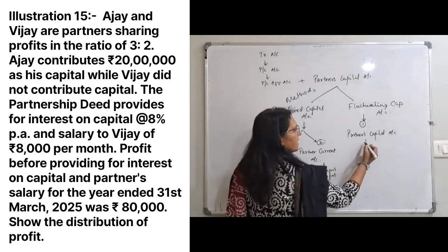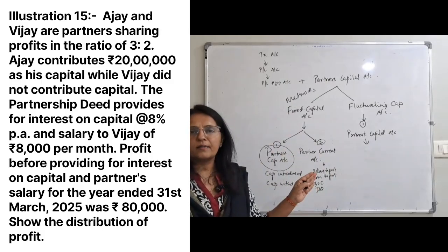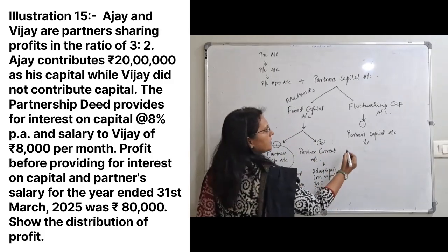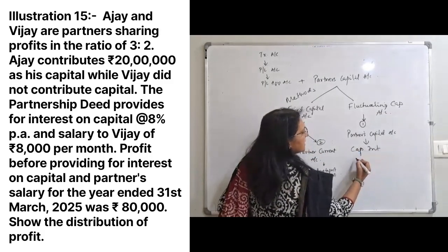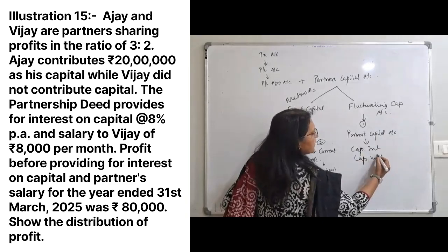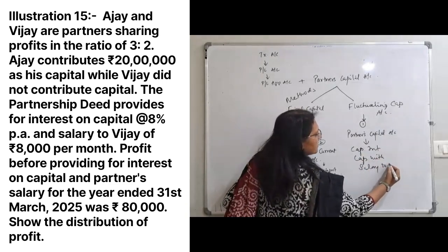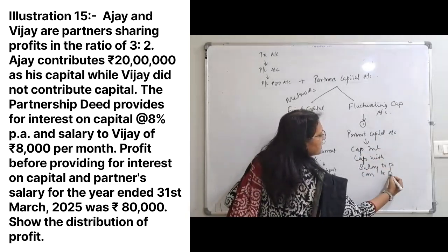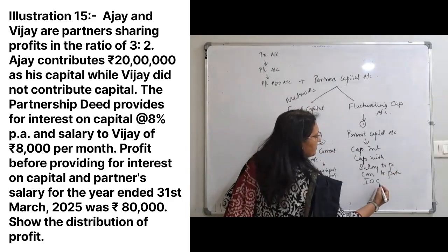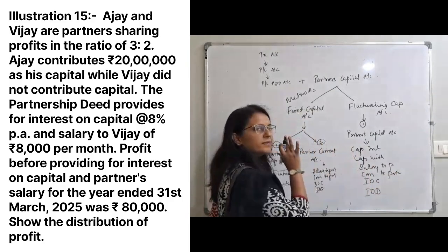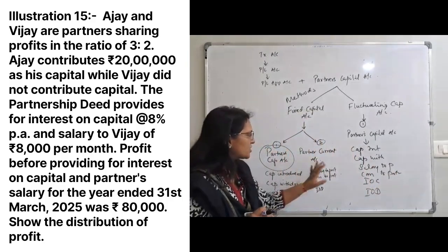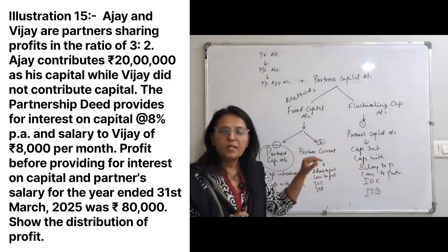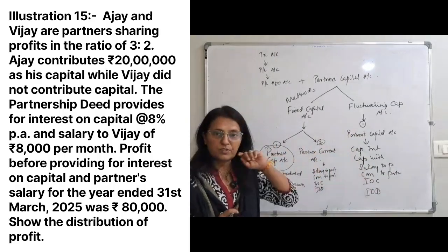Over here, in the fluctuating capital account, everything will be under one head, under one umbrella. Whether the capital is introduced, capital is withdrawn, whether there is salary to partner or commission to partner or interest on capital, interest on drawings, all in this account together. A mix of both, this will be fluctuating.